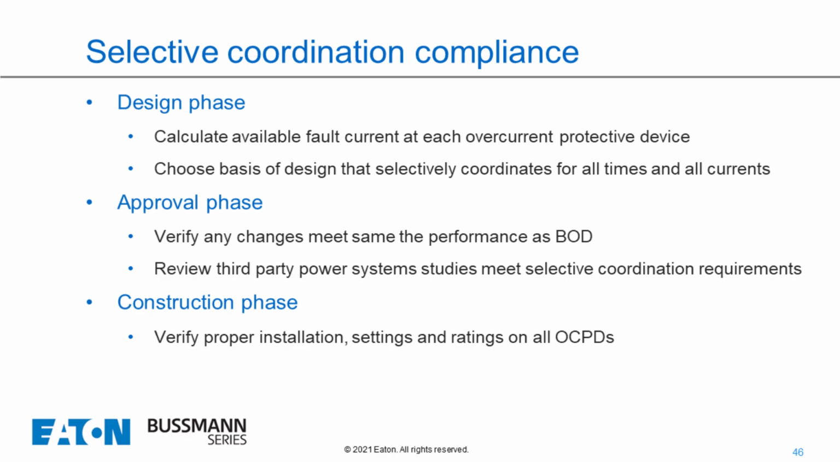And then beyond the approval phase, contractors will look into it and may switch manufacturers on the different breakers or fuses. We need to take a look at, are we still selectively coordinated in the approval phase? And then finally in the construction phase, when it's installed, we want to make sure that the conductors are sized properly for the overcurrent protective devices and make sure that the overcurrent protective devices are selectively coordinated with each other.